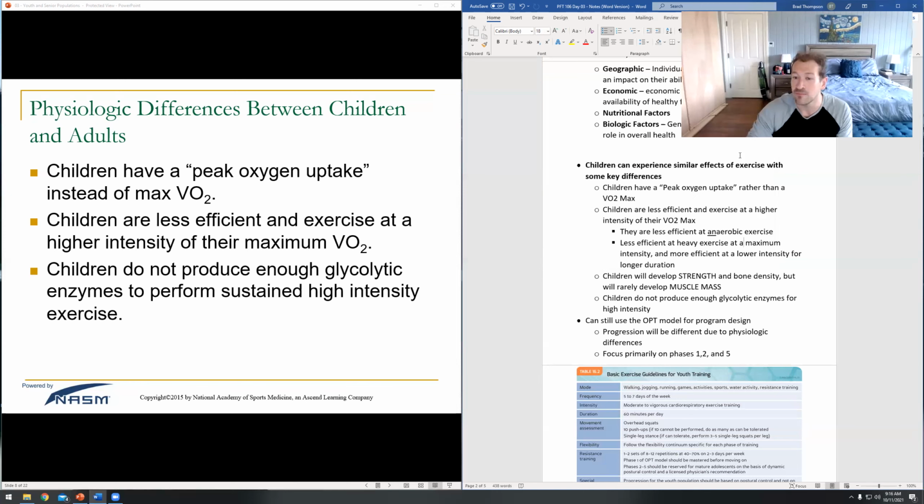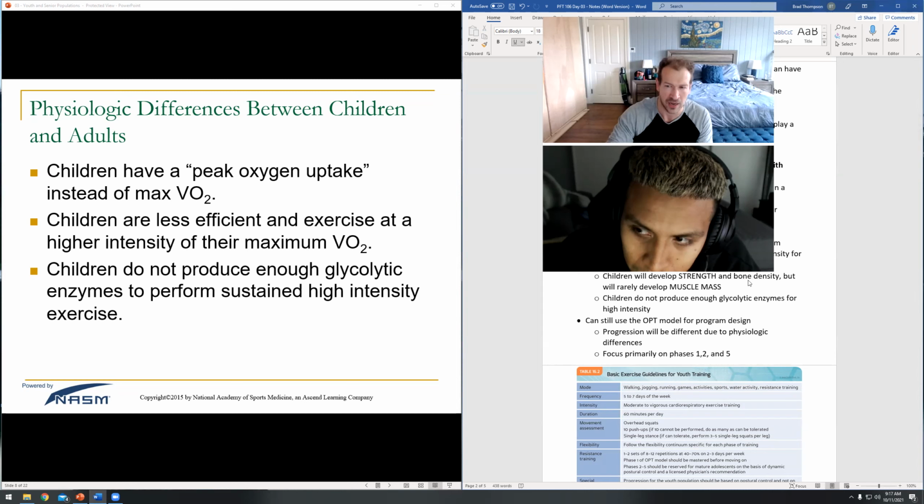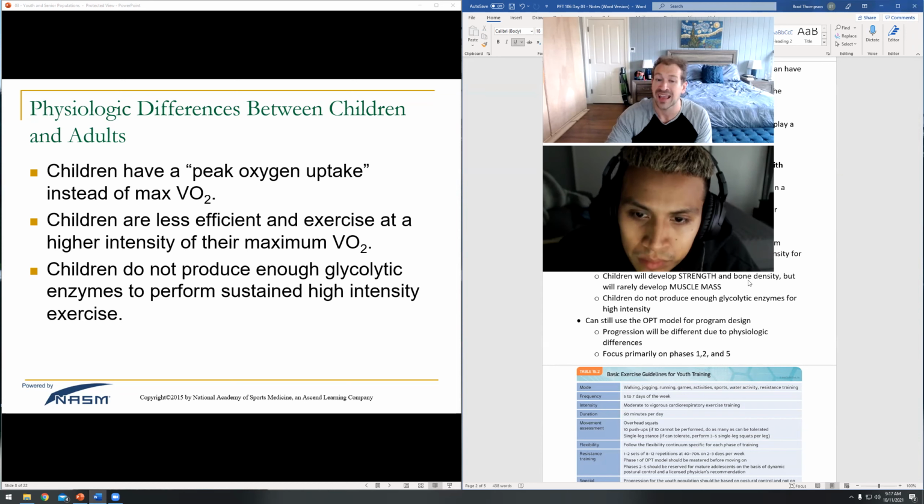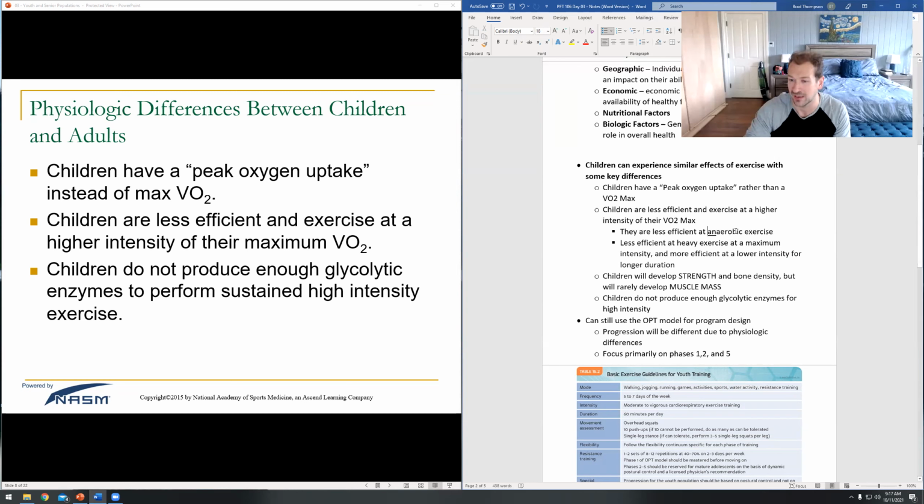So because youths are less efficient at anaerobic activity, that's high intensity activity. Anaerobic means the opposite of aerobic. Aerobic means oxygen, so this is the opposite of oxygen. They don't have that anaerobic capacity. So because of that, they're really good at the aerobic stuff.